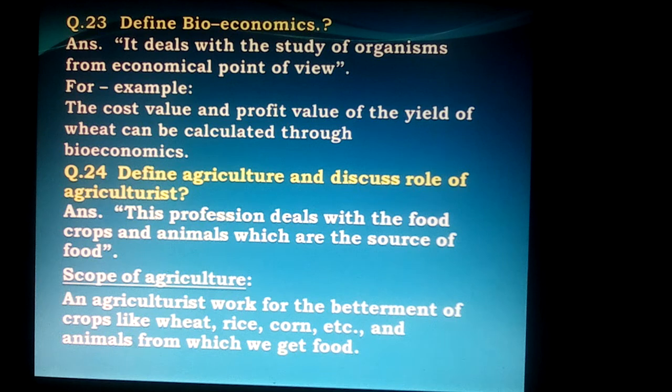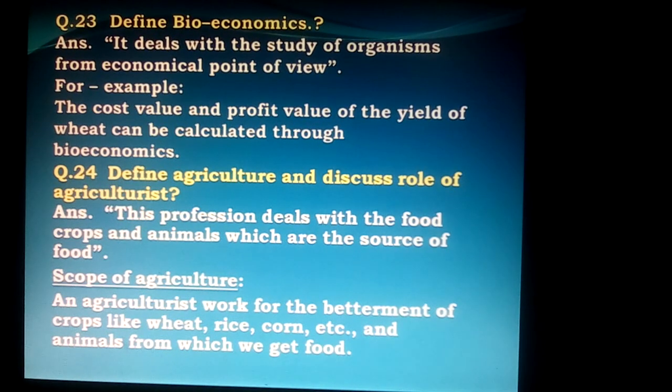Question 23, bioeconomics. In television you hear about this daily. It deals with the study of organisms from an economical point of view. For example, the cost value and profit value of the yield of wheat can be calculated through bioeconomics. Once the field is ready, wheat or maize or cotton, we will find the cost value, and we also need to find the profit value.